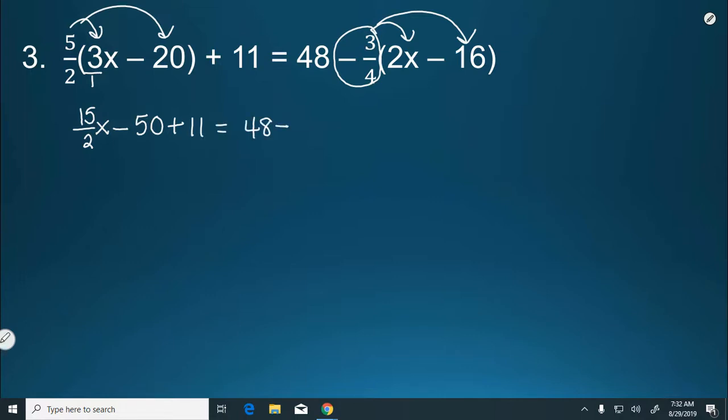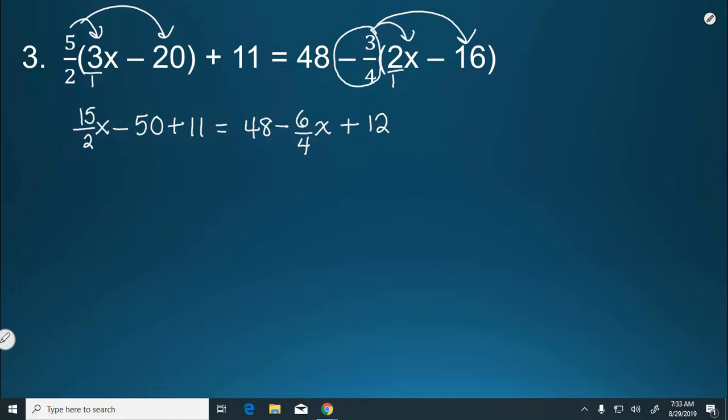minus, I can think of this as 2 over 1. 3 times 2 is 6. 4 times 1 is 4. So it's 6/4 x. Then a negative times a negative is a positive. And then 16 divided by 4 is 4 times 3 is 12. All right, so I've simplified it quite a bit.